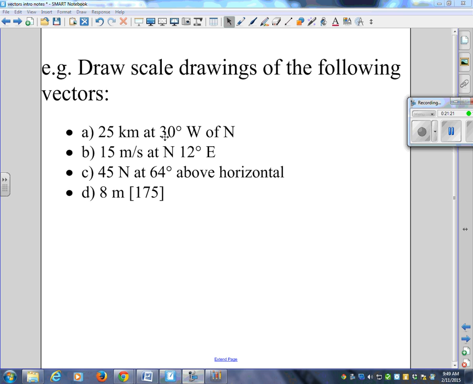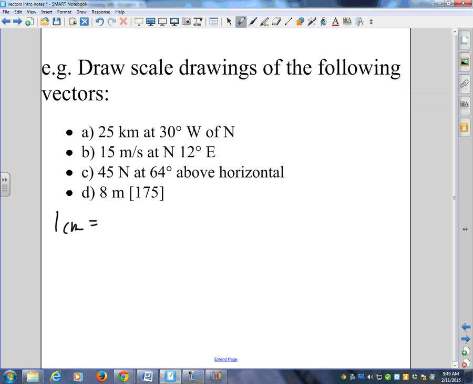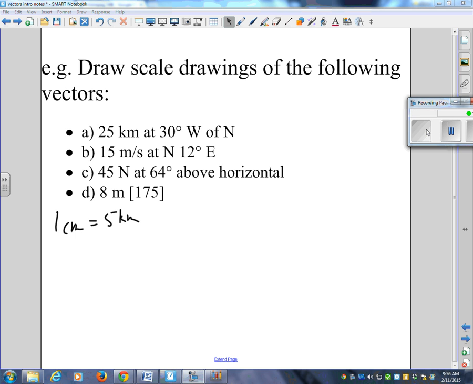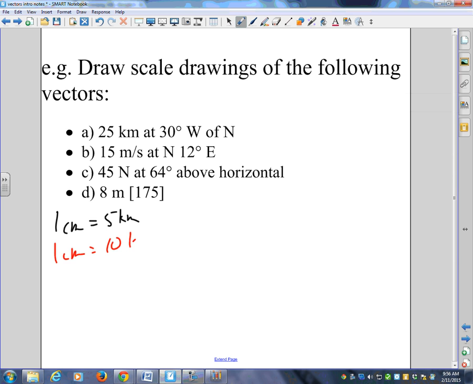25 kilometers, so you would use a scale like 1 centimeter equals 5. You have to make your own scale. You can come up with your own scale. So your vector would have to be 5 centimeters long. So we've started with our scale. You have to come up with this. If you said 1 centimeter equals 10 kilometers, would that be okay? Absolutely. It's entirely up to you.